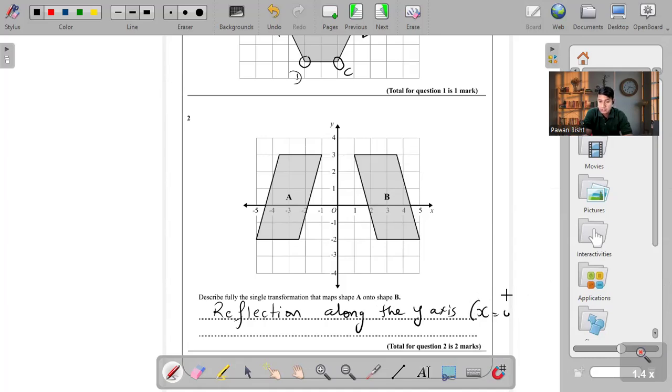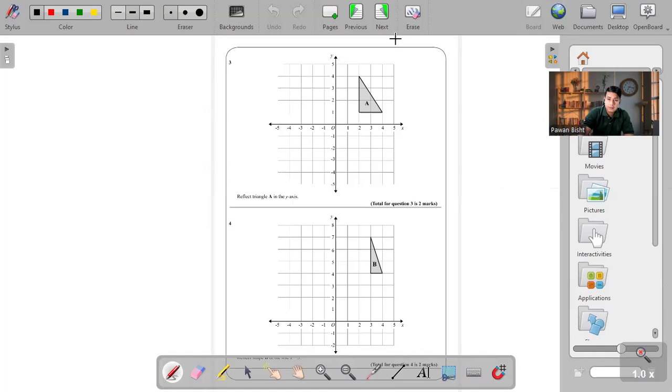x equals 0. Similarly, if reflection is happening on the x-axis in any question, we'll write reflection along the x-axis. And what is the equation of the x-axis? y equals 0. Correct, y equals 0, because on the x-axis all the y coordinates are 0. Clear? Next, third part.